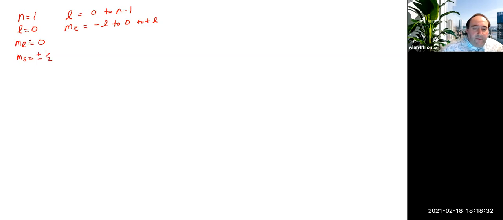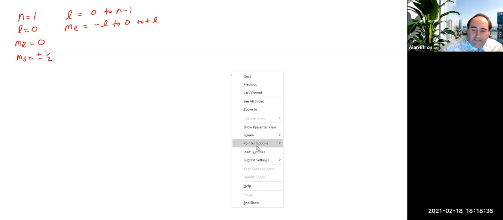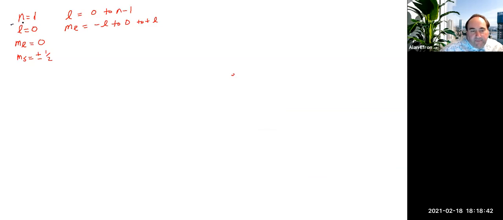So what does that really mean? Let's talk about what each of these numbers really represents. First off, n equals 1 means we are on the ground state. I'll draw it down here maybe. n equals 1 is the lowest in energy. It is closest to the nucleus.